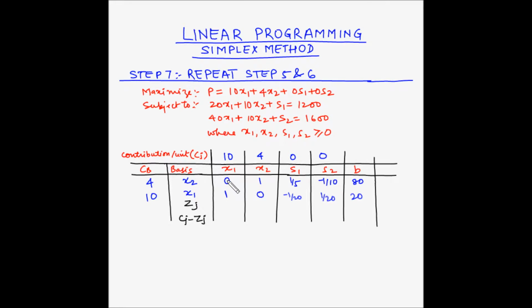So 4 multiplied by 0 is 0, plus 10 multiplied by 1 is 10. 4 multiplied by 1 is 4. 10 multiplied by 0 is 0. 4 multiplied by 1 by 5 is 4 by 5, plus 10 multiplied by minus 1 by 20. So 10 multiplied by minus 1 by 20, this is 2, this is 1. So 4 by 5, and this becomes plus minus 1 by 2. So 5 2s are 10, 2 multiplied by 4 is 8, minus 2 5s are 10, 5 multiplied by 1 is 5, 3 by 10. So this is 3 by 10.